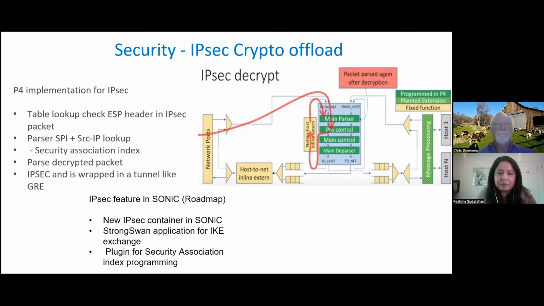Intel is involved in contributions to the IPsec area, and we want to add the IPsec feature, which is applicable both to SONiC as well as Dash. In this process, we plan to add a new IPsec container and also integrate a third-party IKE exchange application called StrongSwan. We add a backend plugin that will eventually interface with the Redis DB within SONiC and be able to program all the hardware entries, including the security association.